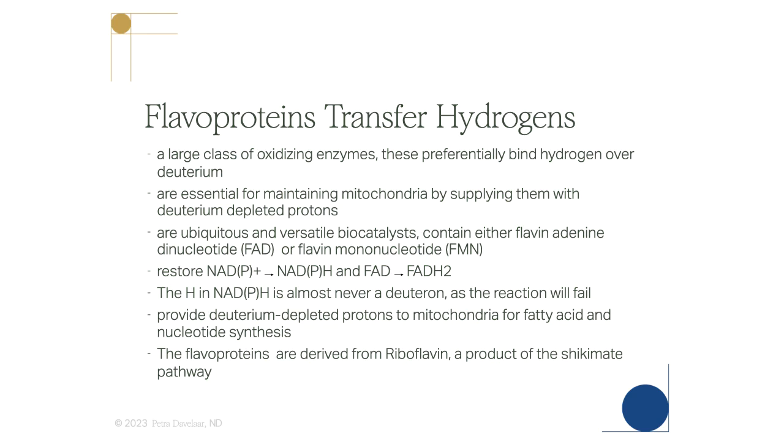And the flavoproteins are derived from riboflavin, a product of the shikimate pathway. The shikimate pathway also produces tryptophan, the precursor to NAD. And glyphosate suppresses this pathway, and thus glyphosate suppresses deuterium depletion and mitochondrial function.